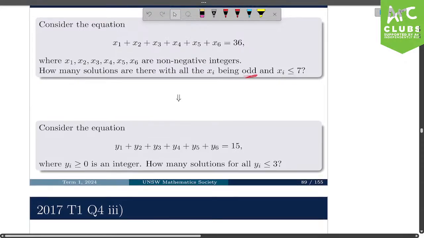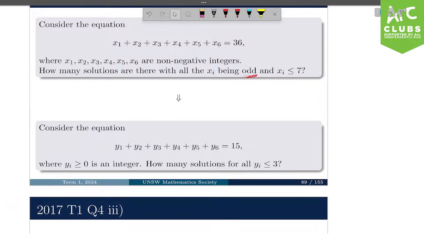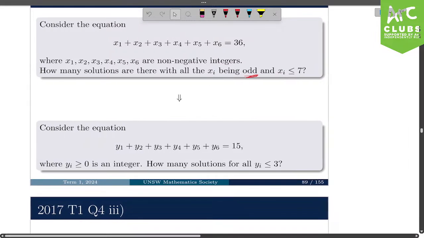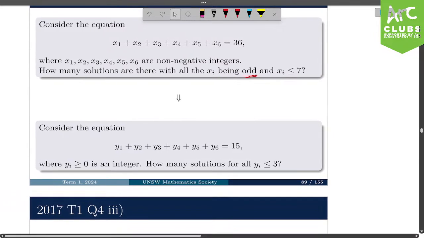Now we consider the equation y1, y2, y3, all the way up to y6, sum to 15, where all the yi's are non-negative integers. And then now we look for the number of solutions such that yi is less or equal to 3, right? Does everyone get that, or should I go through it again? Okay. So that was basically our first substitution.